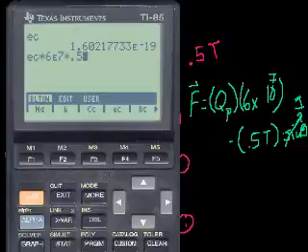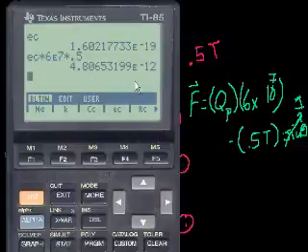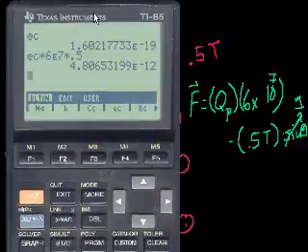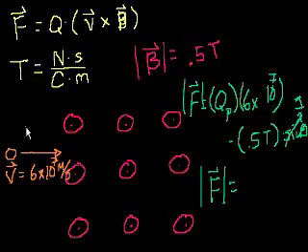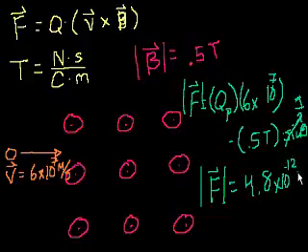Make sure all your units are in teslas, meters, and coulombs, and then your result will be in newtons. And you get 4.8 times 10 to the negative 12 newtons. Let me write that down. So the magnitude of this force is equal to 4.8 times 10 to the minus 12 newtons.